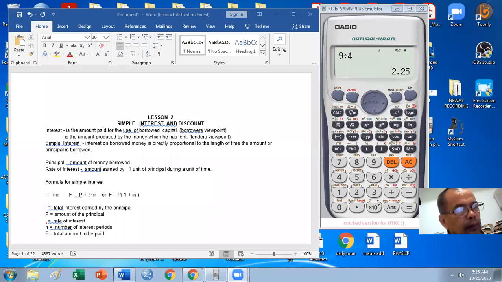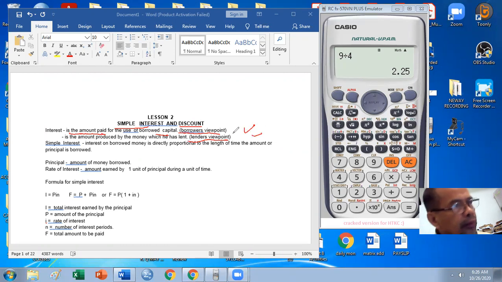Okay, class. This is a discussion of our first lesson, which is simple interest and discount. Interest is the amount paid for the use of the borrowed capital. This is the borrower's viewpoint, of course, or the amount produced by the money which he has lent. This is the lender's viewpoint.